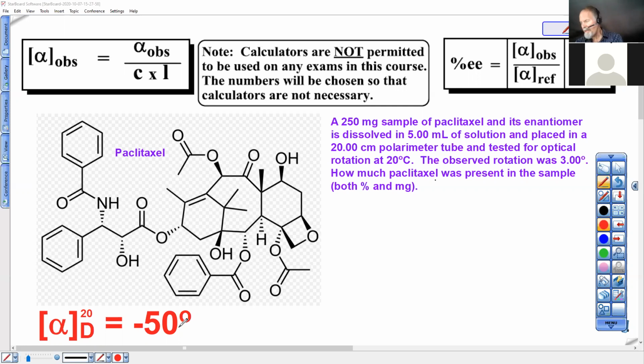Paclitaxel is a potent anti-cancer medicine used predominantly to treat breast cancer, and it saved many lives. So it's a good drug. It's very toxic, but it's good.